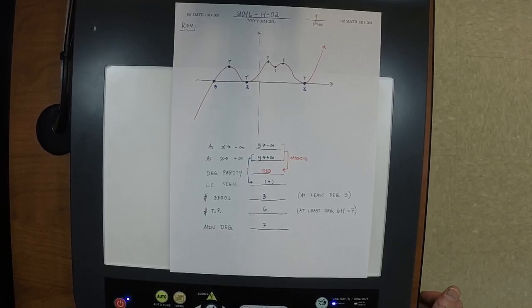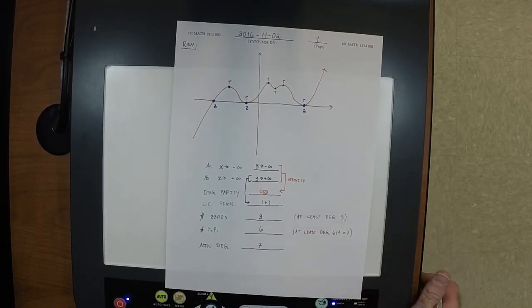So could it be degree eight? No. It cannot be degree eight. But eight's bigger than seven. But the degree parity is odd.